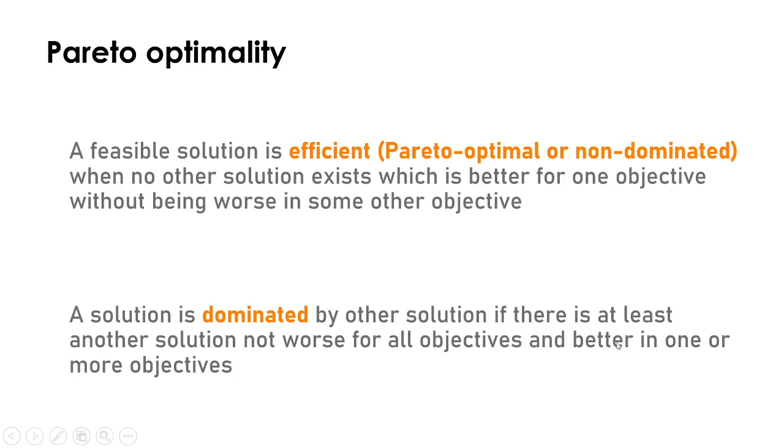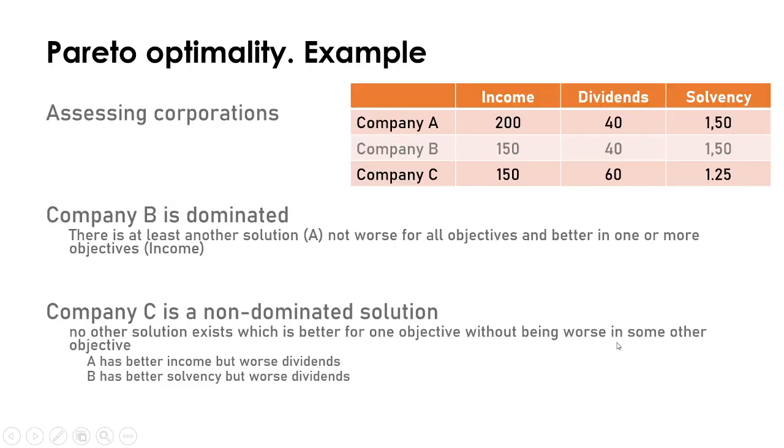So let's see an example. Let's imagine we have three companies, A, B, and C, and we have information regarding their income, their dividends, and some KPI regarding their solvency. We have an income of 200, 150, and 150 for these three companies, dividends of 40, 40, and 60, and solvency of 1.5, 1.5, and 1.25. The higher the value, the better the objective, or the criterion.